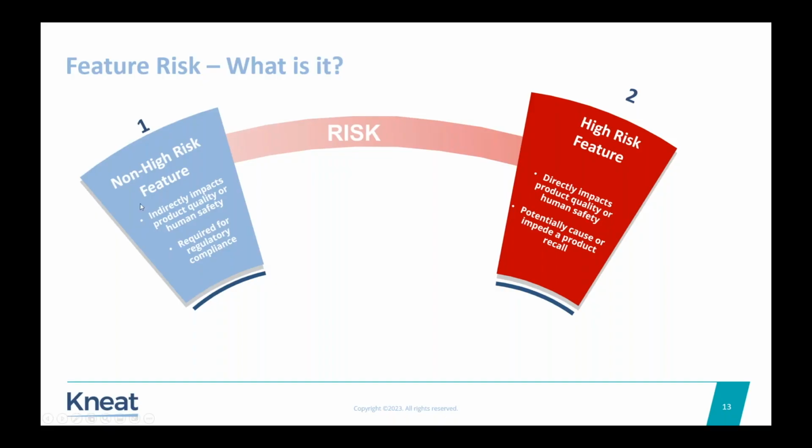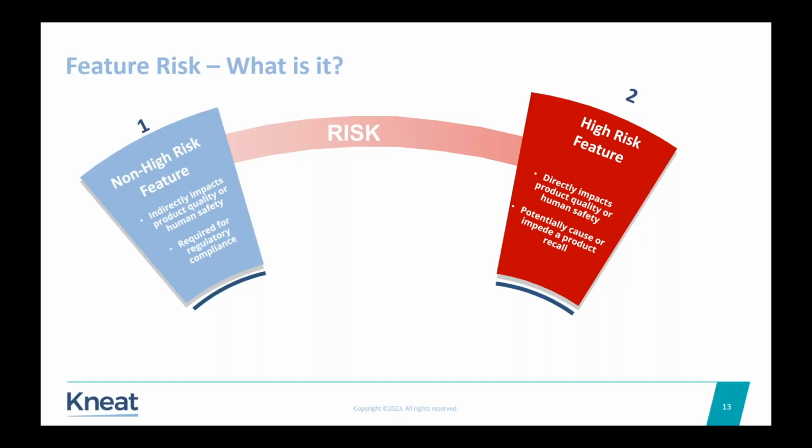But again, if we look here, we have the non-high risk feature. It indirectly impacts product quality or human safety, or it's required for regulatory compliance. Again, by 21 CFR Part 11, I'm not going to injure a patient if I don't record my ID correctly, or it doesn't get saved on the server immediately, for example. But the high risk features would directly impact product quality or human safety and potentially cause or impede a product recall. So again, think about it. With the second point there, I'm not really impacting the quality of the product, but if I do impact the quality of the product, it can cause a recall, which would cost me a lot of money and reputational damage. It's not going to be worth it if you don't concentrate your testing where it should be.